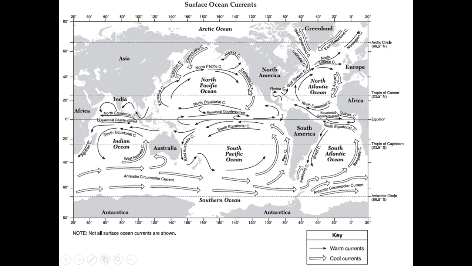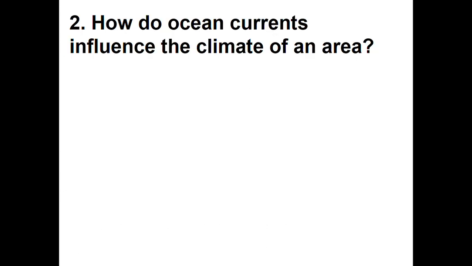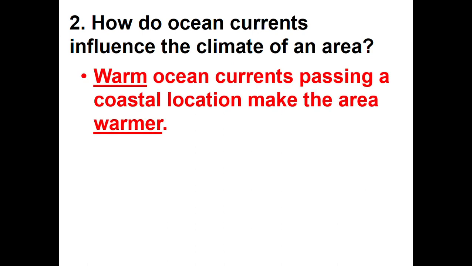Okay, so we're going to use this. How do ocean currents influence the climate of an area? Well, this one's pretty straightforward. Warm ocean currents that pass by a coastal location will tend to make the area warmer. So if you live near a warm ocean current, your climate will be warmed by the warm water passing by.